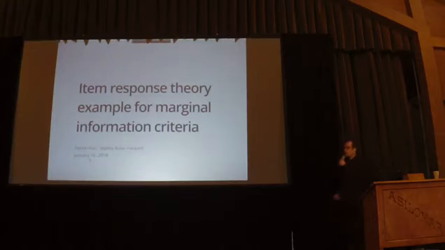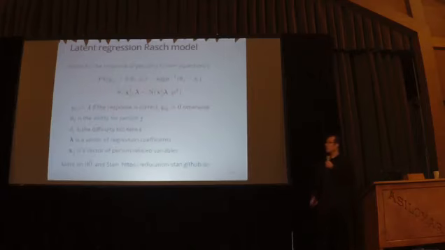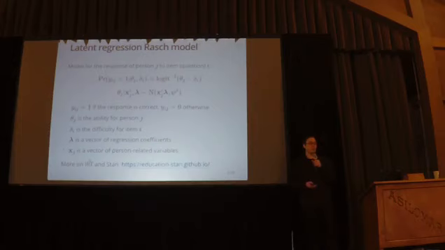All right, so I'm going to talk over an example of using marginal information criteria in the context I usually work on, which is item response theory models. The example model I'm going to work with is the latent regression Rasch model. Briefly, it's a model for the probability that somebody responds to a question, say on a test, correctly, given some person-specific parameters and some item-specific parameters.